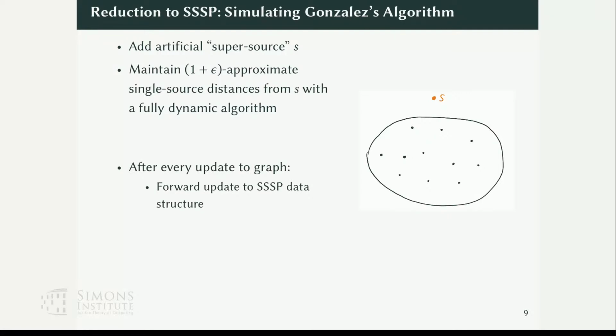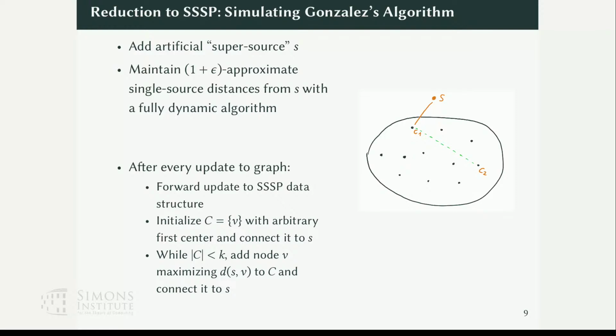This approximate single source shortest path data structure does something internally. And then I start simulating this Gonzalez algorithm. So after every update, there's a new simulation. I just say, okay, take an arbitrary first center, say this one, C1, and connect it to this supersource S. And now I want to find the node that's furthest away from C1. That I can do by finding the node that's furthest away from this node S. That's C2 here. Okay. And then this is also connected to the supersource again.